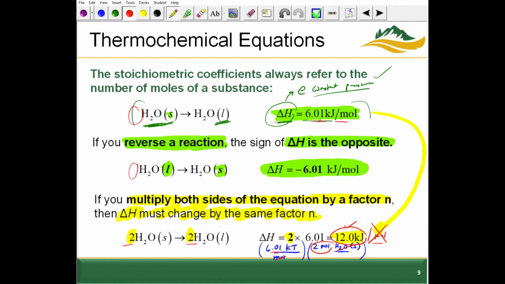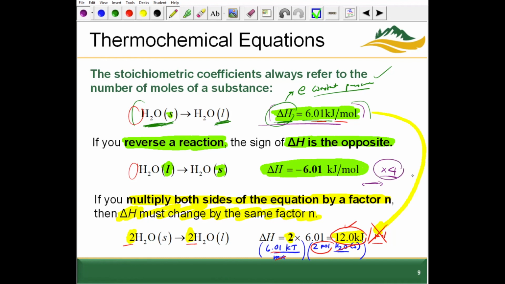So we can do any combination. If we have this starting reaction and the original change in enthalpy, we could multiply by 4, we could multiply by 3, we could reverse the reaction. So we can do all these different things. We just need to adjust the change in enthalpy value to accommodate for what changes we make.